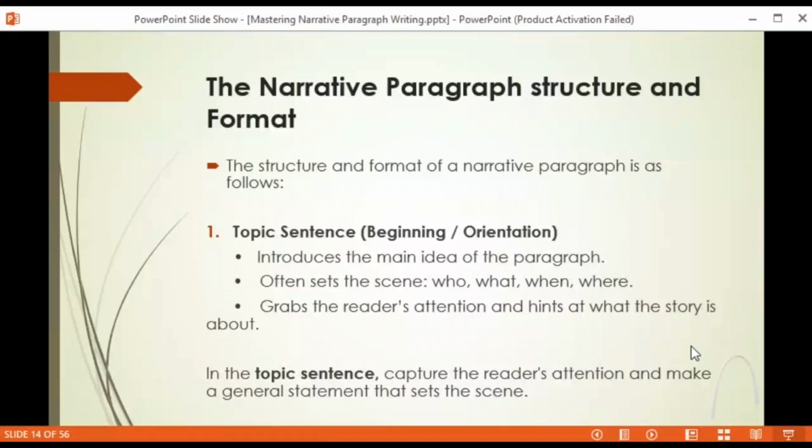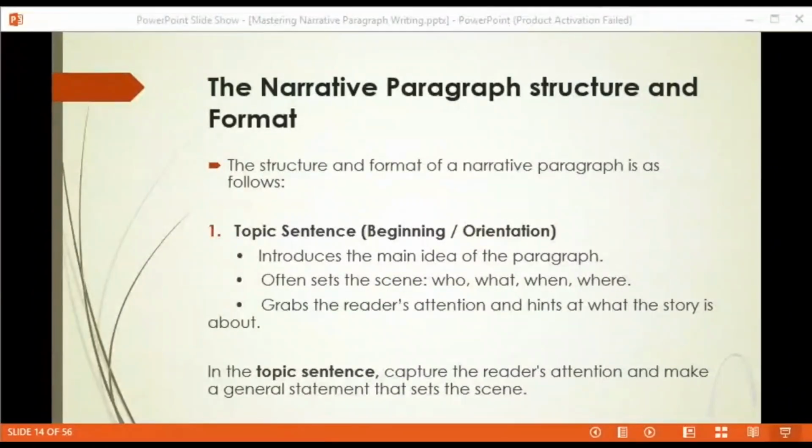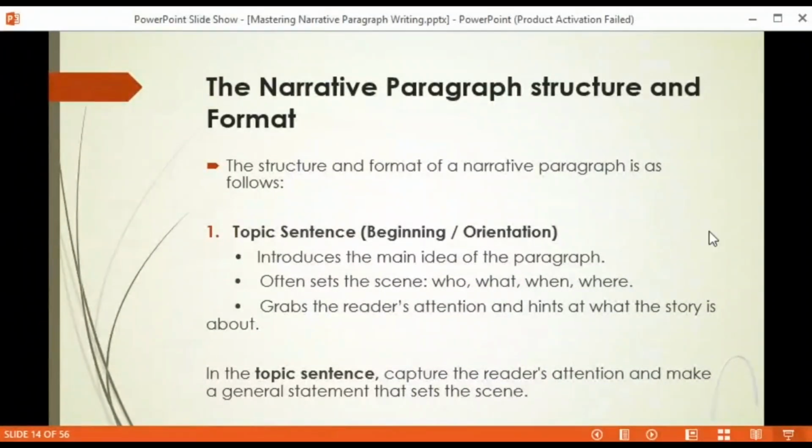The narrative paragraph structure and format. The structure and format of a narrative paragraph is as follows. Topic sentence: it's the beginning, orientation, introduces the main idea of the paragraph, often sets the scene, who, what, when, where, grabs the reader's attention and hints at what the story is about. In the topic sentence, capture the reader's attention and make a general statement that sets the scene. This is the topic sentence that you are going to write at the end of this workshop.